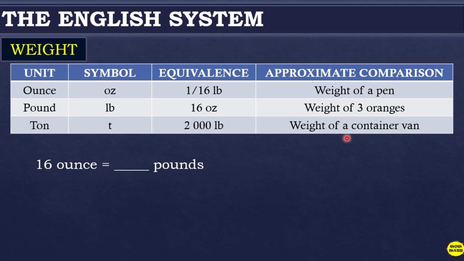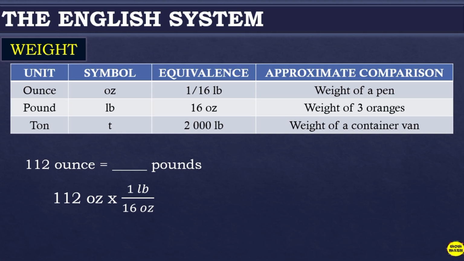So, I have here 16 ounce. We have to convert this into pounds. So, paano natin siya gagawin? So, ounce to pounds. So, left to right. So, anong gagawin natin? Una muna, copy your given. Okay? Copy your given we have. Okay, so we have 112 ounce. So, ito po siya. Medyo may typo tayo kanina. So, 112 ounce converted to pounds.